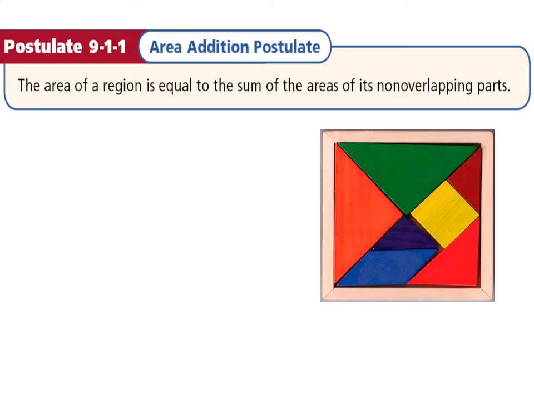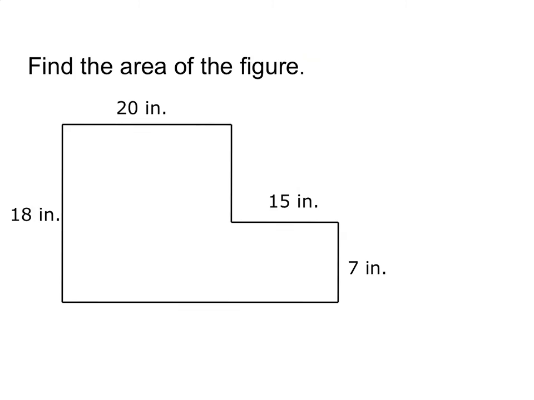How do we use that? We would do something like find the area of this figure. And this is one I want you to do as an example for your area addition postulate. Find the area of this figure. Divide it into regions that don't overlap, but you can also find the area of easily. So split it into something you can find the area of easily, find the area of each of those, and add it together.